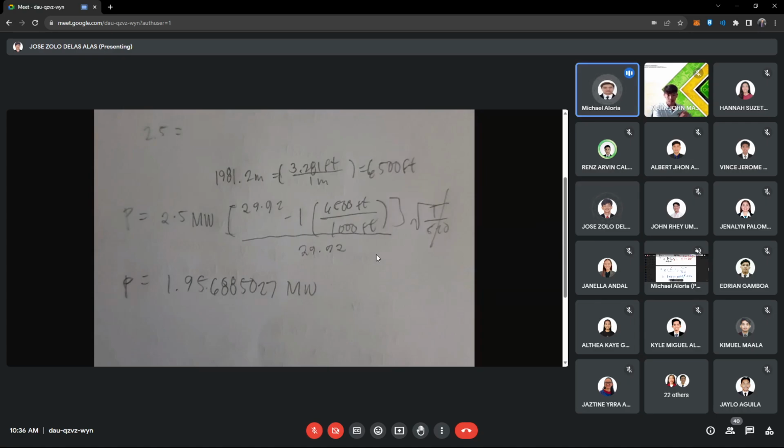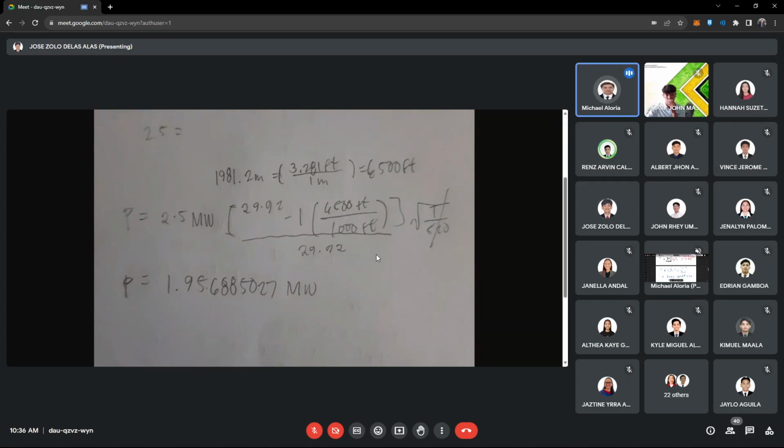So, yung P sub S po ay yung 2.5 megawatts. Tapos yung B naman po yung nasa taas. Simula ka muna sa elevation. Yung elevation po ay ang diesel engine po ay naka-install at a given elevation.